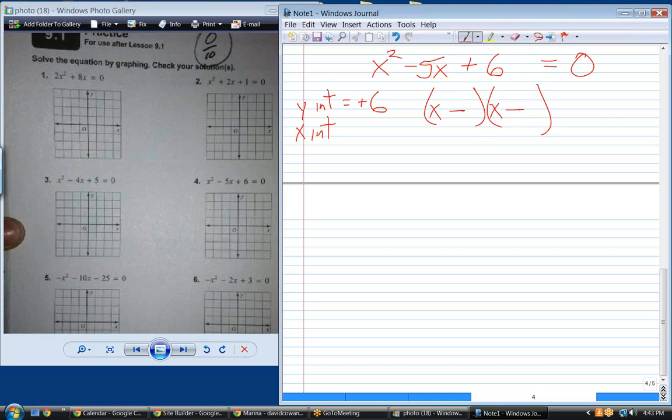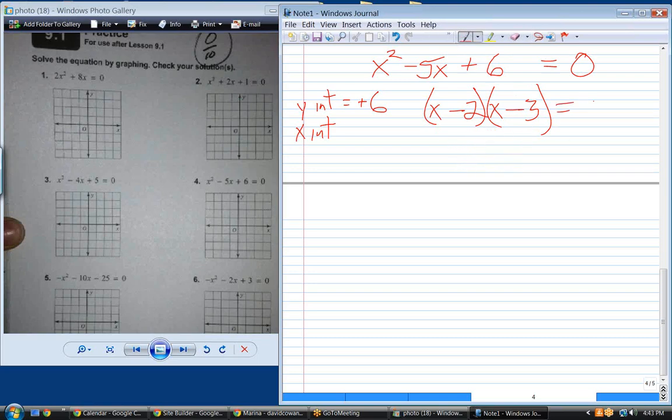So what is that? 2 and 3. Okay. And then to check, I don't need to check the x squared term, I don't need to check the plus 6. But I better check the middle term. So the middle term is produced by that multiplication and this multiplication. Well, that's minus 2x, and this is minus 3x. So that gives me the minus 5x. So I factored it correctly.